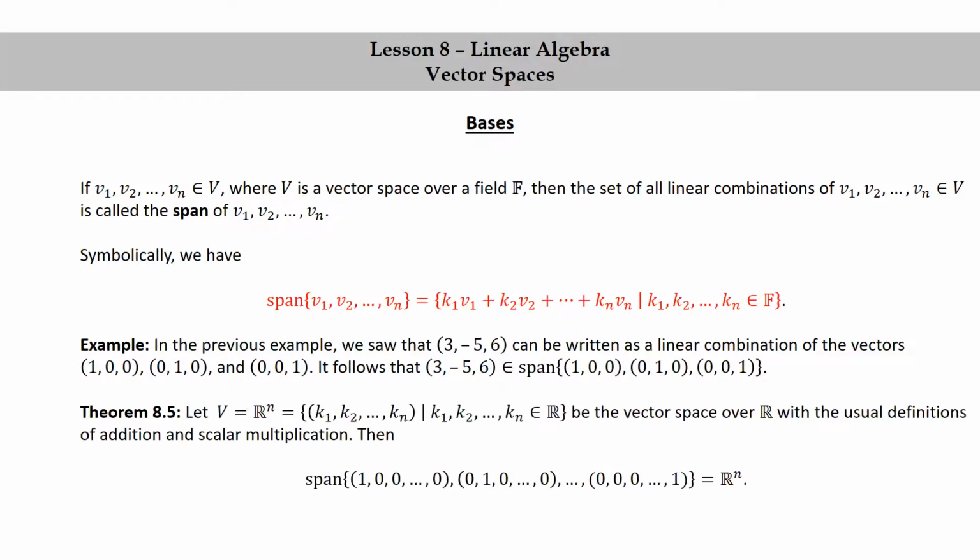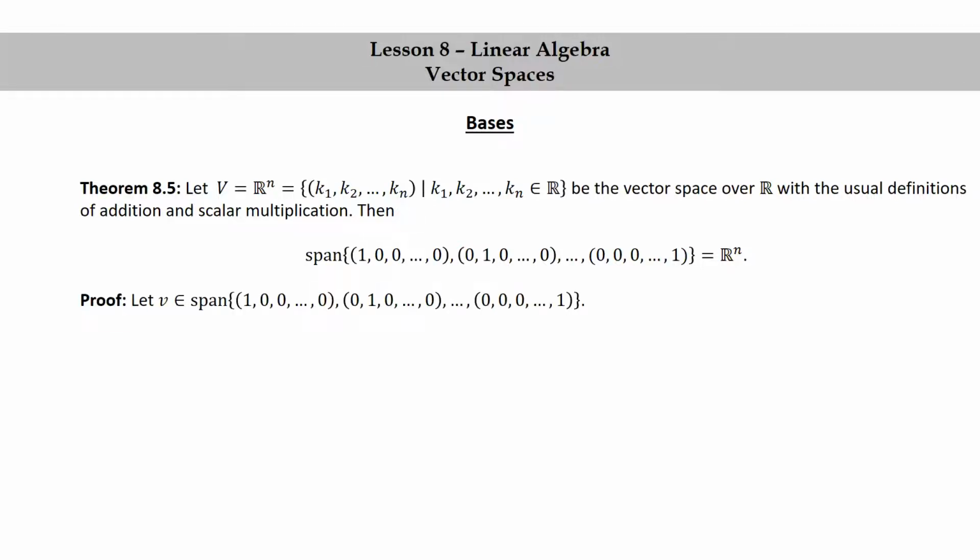Theorem 8.5. Let V equal Rn, the set of n-tuples k1 through kn such that k1 through kn are real numbers, be the vector space over R with the usual definitions of addition and scalar multiplication. Then the span of the set consisting of the vectors 1, 0, 0 through 0, 0, 1, 0 through 0, and so on through 0, 0, 0, 0, 0, 0, 0, 1 is equal to the whole space Rn.